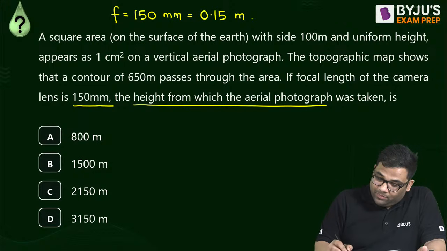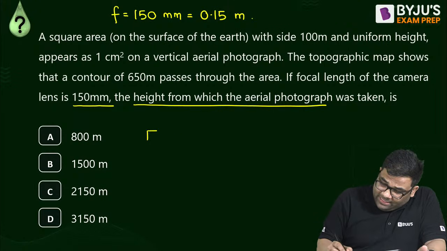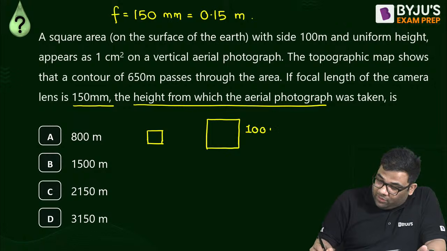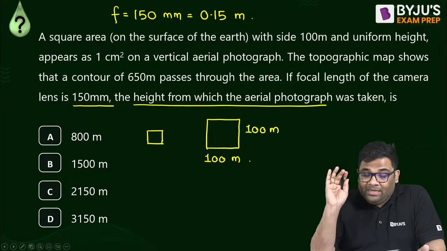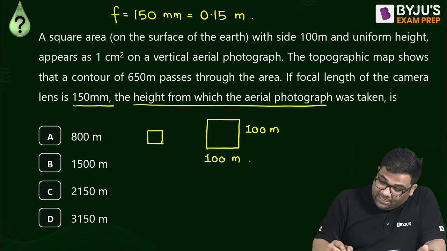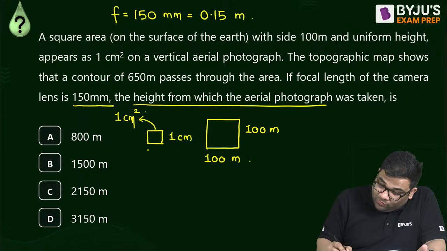So now here, the scale in the previous question was given. How to find out the scale here? Very easy. You see it is written that an area having side length 100 meter on ground is appearing as 1 centimeter square in the aerial photograph, right? So this area is 1 centimeter square. If the area is 1 centimeter square, the side length will be 1 centimeter only, right?